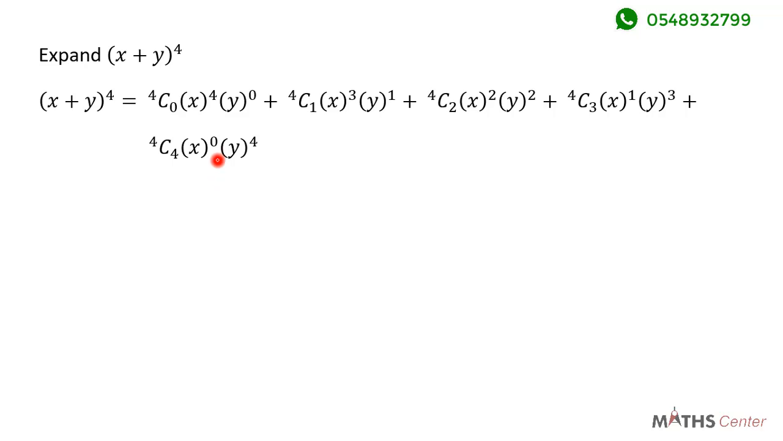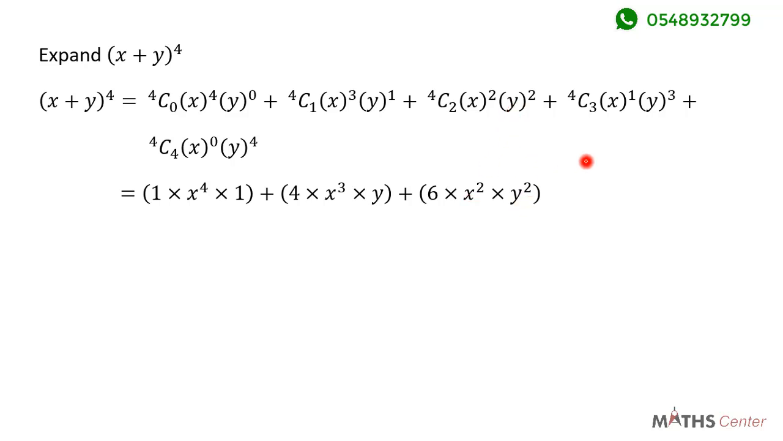Let's simplify this. 4 combination 0 is 1, x exponent 4 is x exponent 4, y exponent 0 is 1. 4 combination 1 is 4, x exponent 3 gives us x cubed, y exponent 1 gives us y. 4 combination 2 is 6, we have x squared, y squared. 4 combination 3 is 4, x exponent 1 is x, y exponent 3 is y cubed. And 4 combination 4 is 1, x exponent 0 is 1, and y exponent 4 gives us y exponent 4.